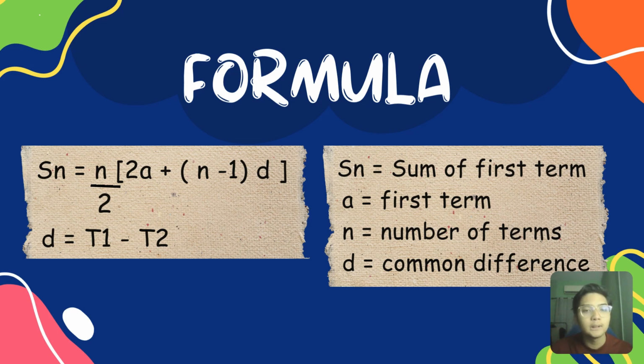This is the second formula, where Sn equals the sum of terms, a equals the first term, n equals the number of terms, and d equals the common difference. In this formula, d is calculated in the same way: the second term minus the first term. Let's jump into the examples first for further explanation.